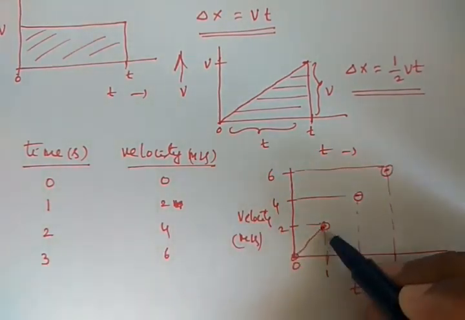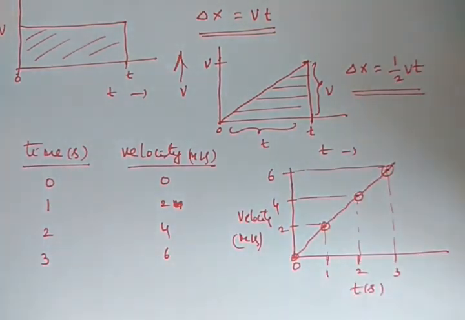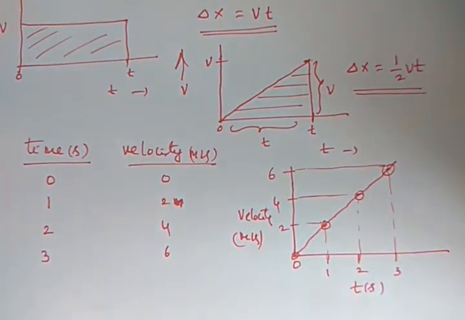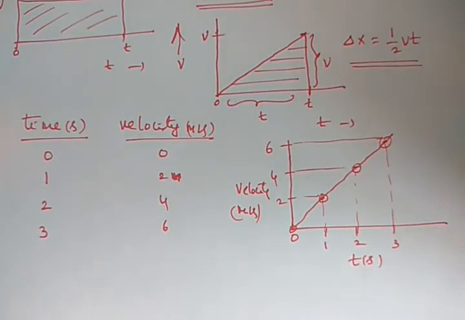So if you draw the graph, if you connect all these points, you get that. Now as velocity is changing, there exists acceleration. So now acceleration is defined as delta v by delta t.